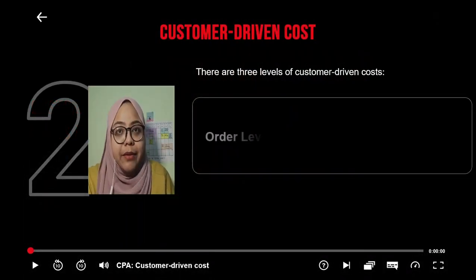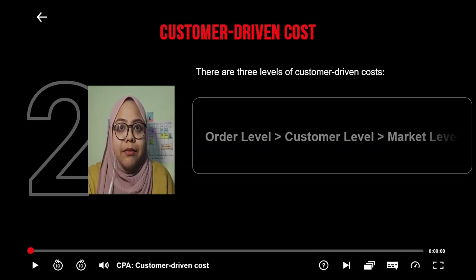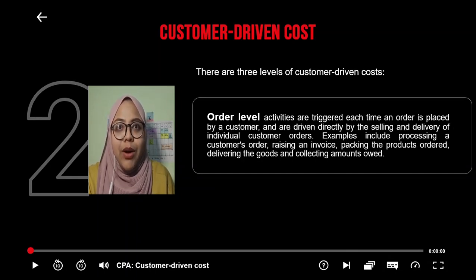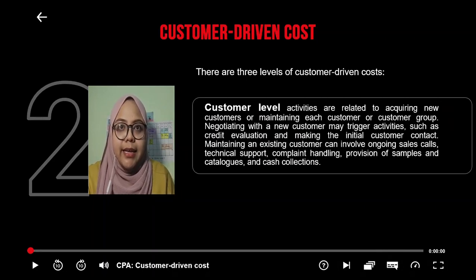There are three levels of customer-driven costs. First is order level, second is customer level, and third is market level. Okay, what is order level? Order level is the activities that are triggered each time an order is placed by a customer and are driven directly by the selling and delivery of individual customers' orders. For example, processing the customer order, raising an invoice, packing the order, delivering the goods, and collecting the amounts owed.